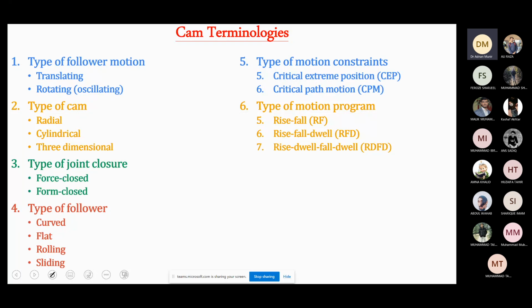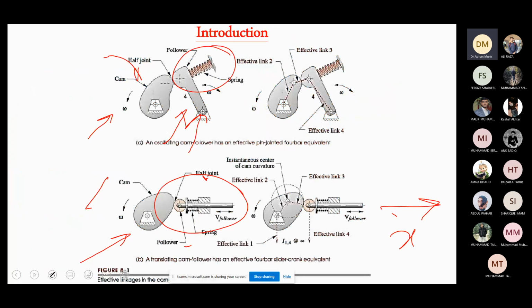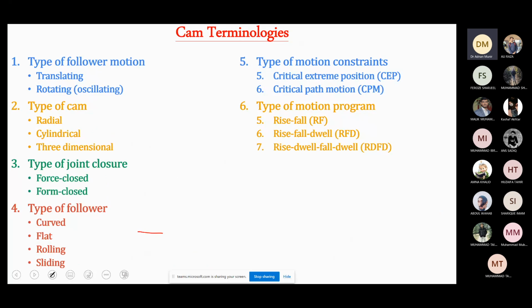Then we can also classify the cams based on the type of joint closure. For example, whether it is force closed or form closed. So can you tell me, in the previous slide, is this an example of form closed or force closed? Anyone? Force closed. Yes, it is an example of force closed. The form closed we discussed, the pin joint is an example of that. In this case, the cam and the follower are held together by force. So this is an example of a force closed cam.